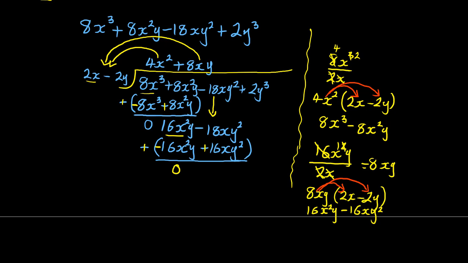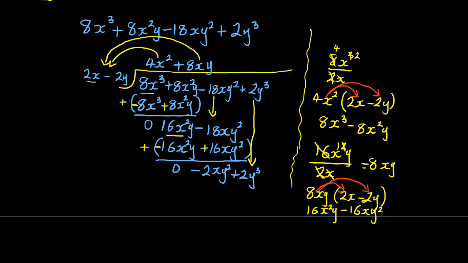Then minus 18xy squared plus 16xy squared. So it's like you're saying 18 minus 16 and you take the sign of the bigger number, or you can use a calculator and say minus 18 plus 16. You're going to get a negative 2, and you maintain the variables xy squared. And then you repeat this step again. Take that 2y cubed, drop it down, so that now you are having a plus 2y cubed.